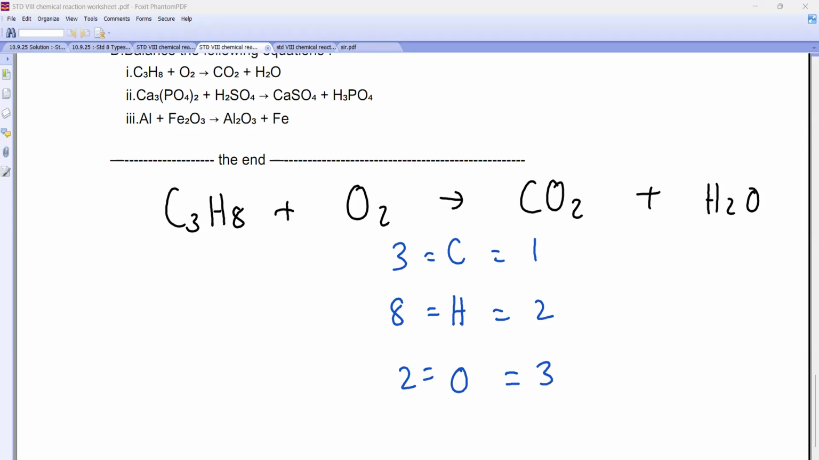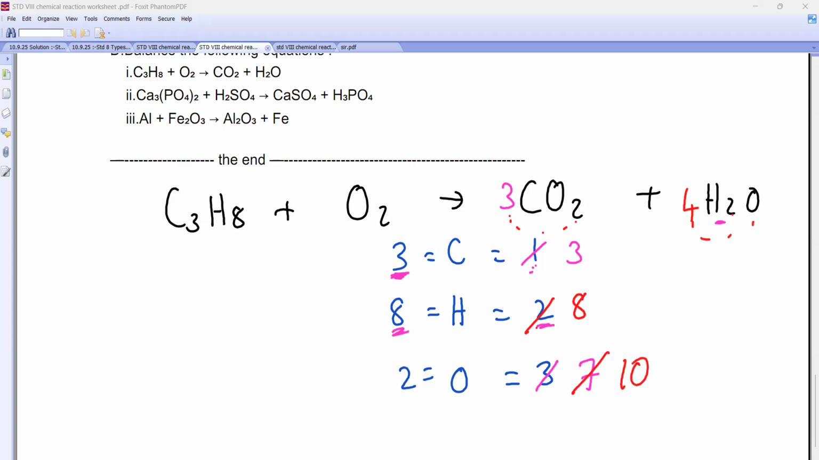Now how much carbon do I want here? Here it is 3. How much do I want? 3. So put 3 here. The moment you put 3 here, 3 into 2 is how much? 6. 6 plus 1 here is 7. How many H is here? 8. Here it is 2. So what will you put here? 4. 2 into 4 is 8. Now how many O here? 3 into 2, 6. 6 plus 4, 10.